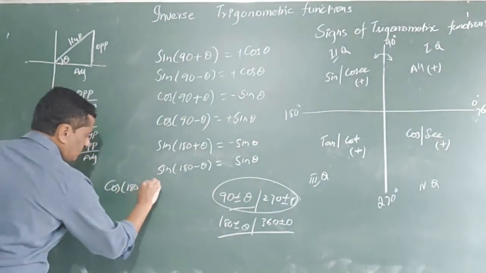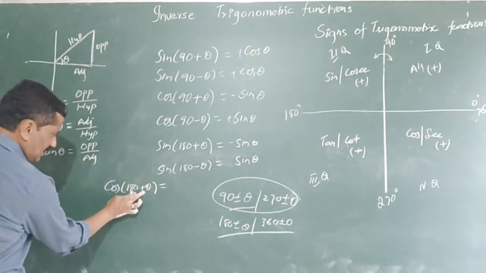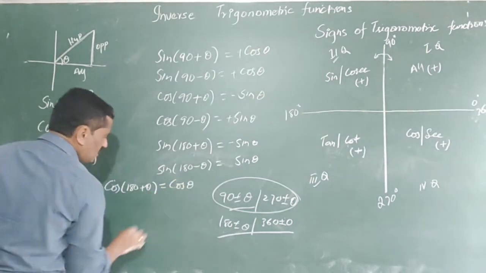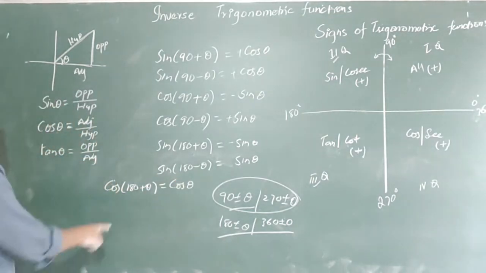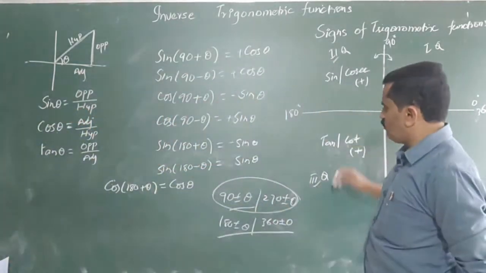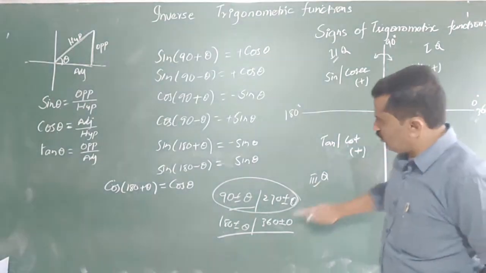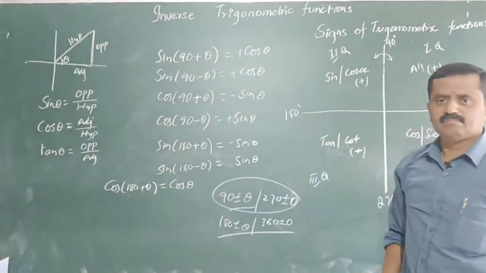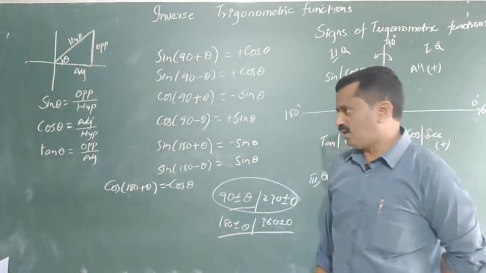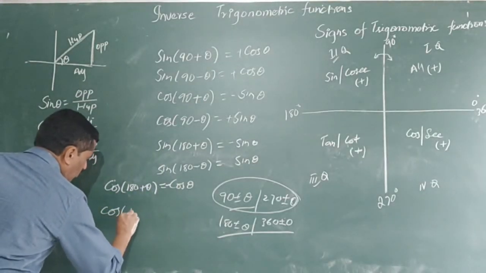Cos of 180 plus theta. So we know that for cos 180 plus theta, the ratio remains the same, therefore it becomes cos theta. What about the sign? Okay, 180 plus theta comes in which quadrant? 180 plus theta comes in the third quadrant. So in the third quadrant, what is the sign of cos? Negative, so therefore minus.